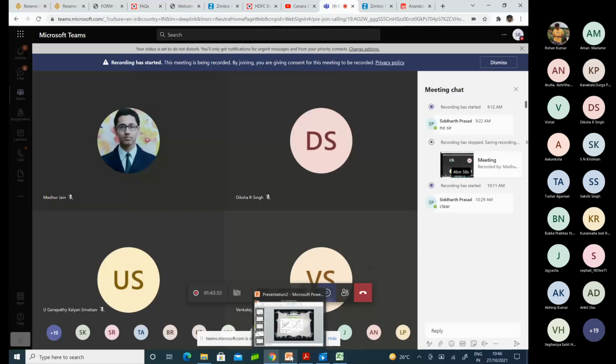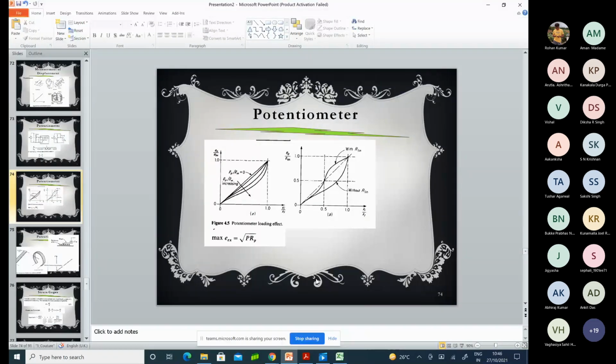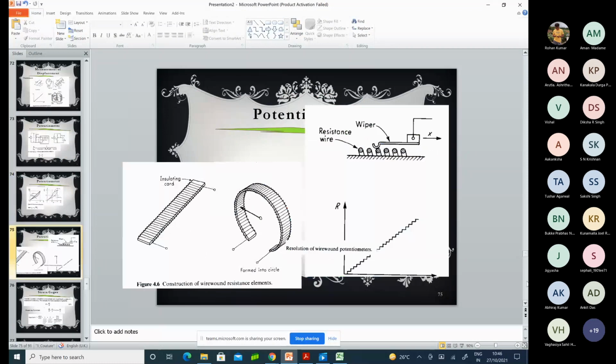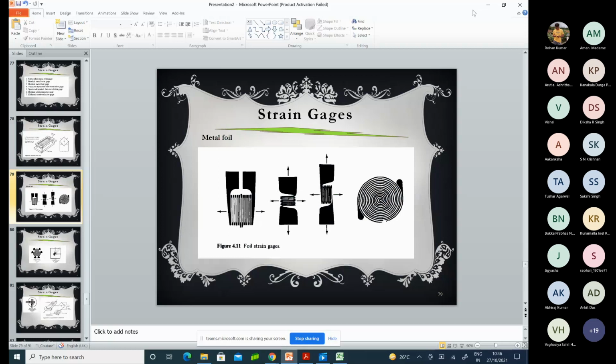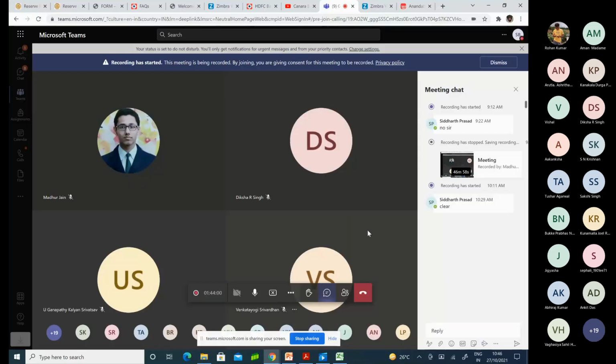Now let's come to the next instrument, strain gauge. Okay, strain gauge we can start in the next class, it is quite big. It is already 50 past. So tell me if you have any query in today's class. It was a long class. If you have any query, please tell me.